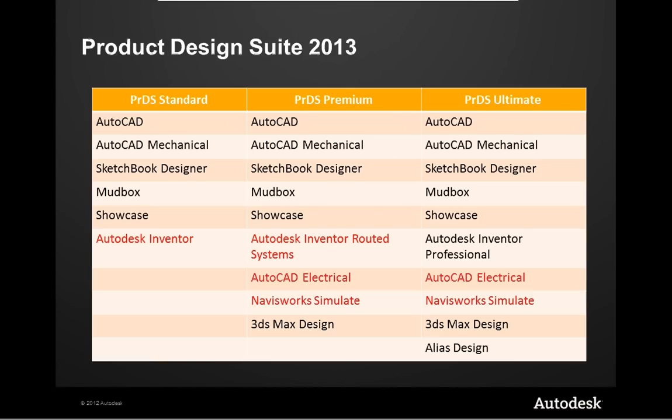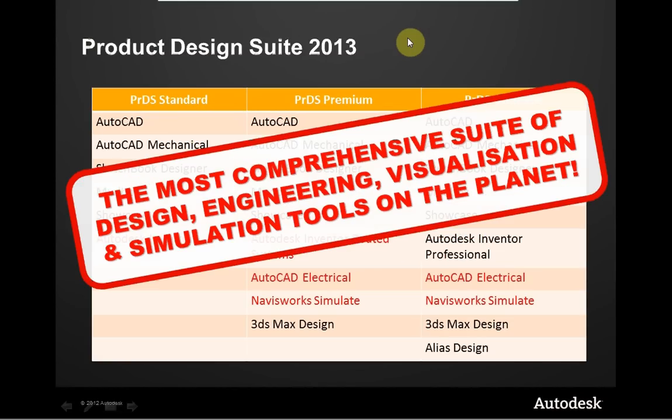You also get Alias Design. Alias Design will enable you to create A-class complex surfaces and then import these into Inventor and across to Showcase should you wish. With this lot, you probably get the most comprehensive suite of design, engineering, visualization and simulation tools on the planet.